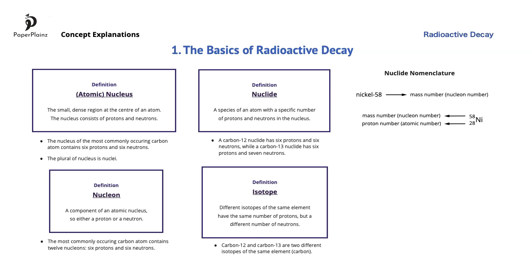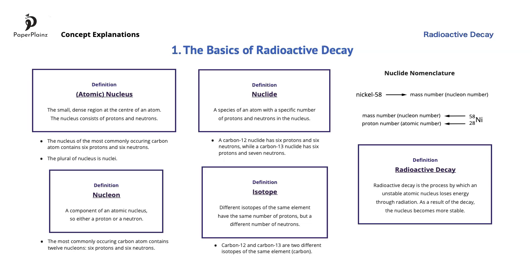Finally, let's define radioactive decay. It can be explained as the process by which an unstable atomic nucleus loses energy through radiation. As a result of the decay, the nucleus becomes more stable. 2 more related terms are parent nuclide, which is the nuclide decaying, and daughter nuclide, which is the nuclide or nuclides formed as the result of the decay.